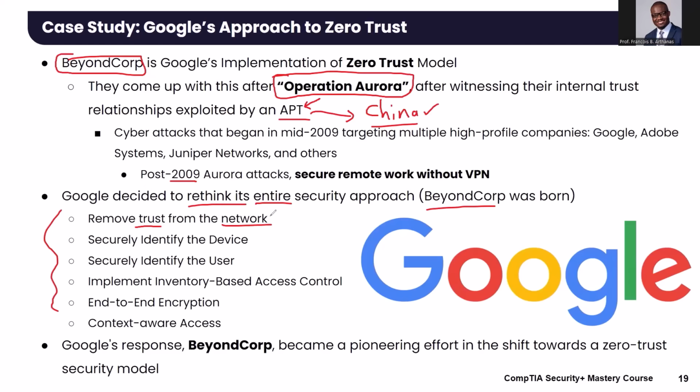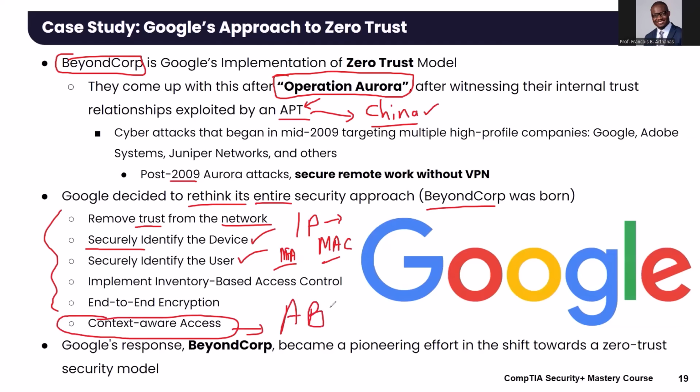So they removed trust from the network. And they said, okay, it doesn't matter where you're authenticating from, we're going to securely identify that device. So we're going to look at things like the IP address, where you're authenticating from, the MAC address associated with that computer, and so on. If that looks different, it's going to raise some red flags, and we will take a look at that. Securely identify the user with multi-factor authentication, MFA, and so on. Implementing inventory-based access controls, absolutely. End-to-end encryption, context-aware. Look, Zero Trust is really a fancy way of saying ABAC, something that we call ABAC, right?